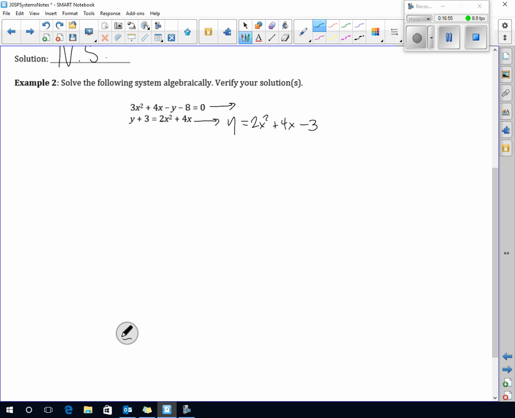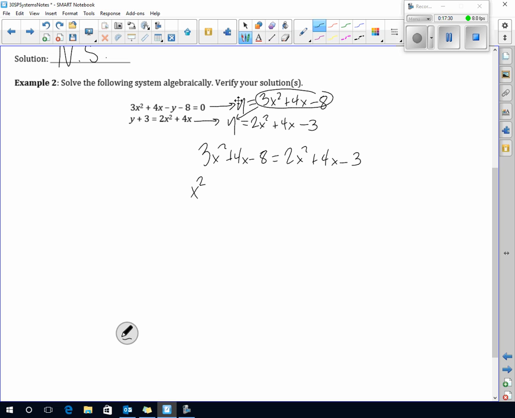Okay, now that it's in both y equals, I'm going to substitute this y into that y. It's way easier. You'll make less mistakes that way. So 3x squared plus 4x minus 8 equals 2x squared plus 4x minus 3. Which way are we going to go? Left side to the left? Okay. So we get x squared minus 5 equals 0. That's not so bad though, hey?